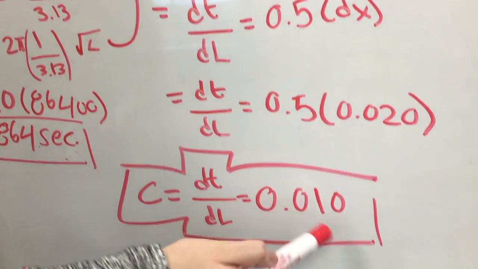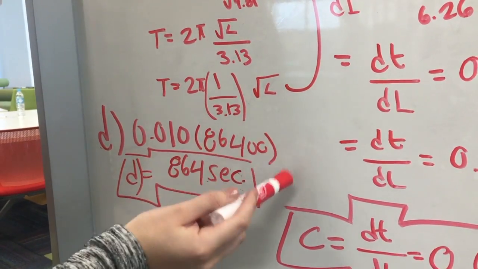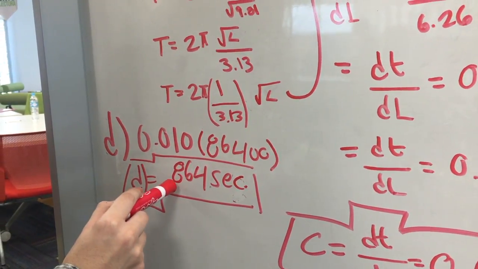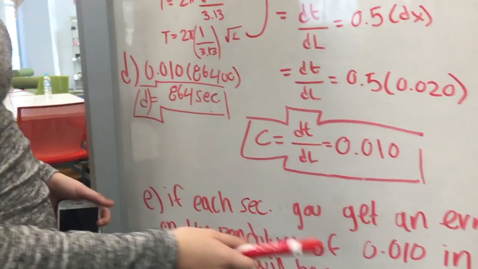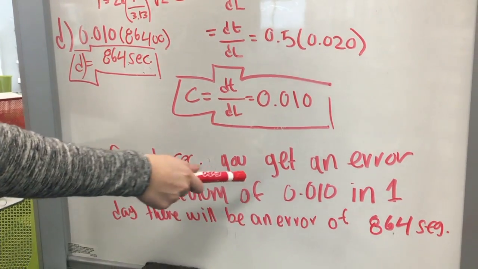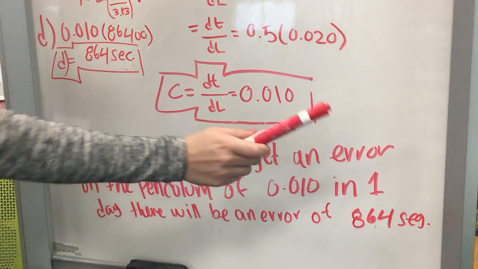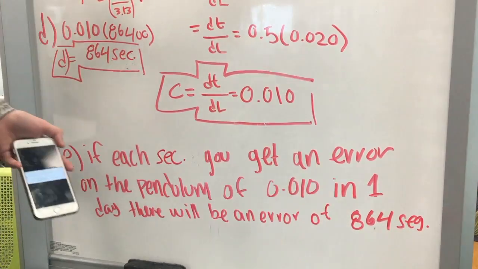So to find the approximate error in the pendulum clock in one day, we know that this is our error per second, so I multiplied it by the seconds we have in a day, and the multiplication of this gave me 864 seconds. So we know that each second you get an error in the pendulum of 0.010. So in one day there will be an error of 864 seconds.